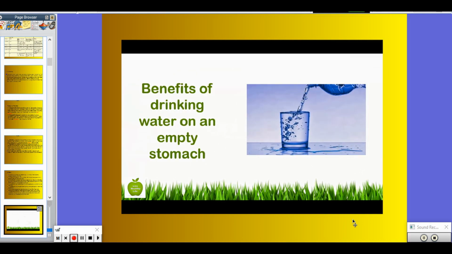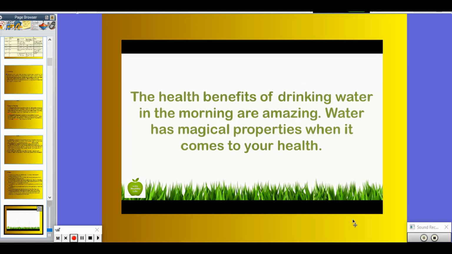Benefits of drinking water on an empty stomach. The health benefits of drinking water in the morning are amazing. Water has magical properties when it comes to your health.